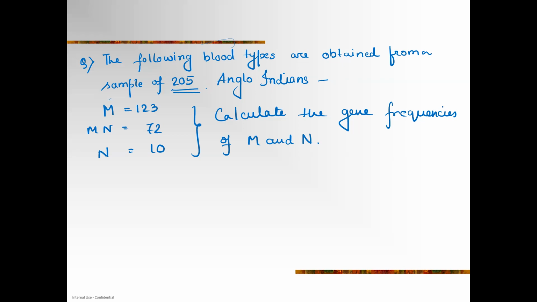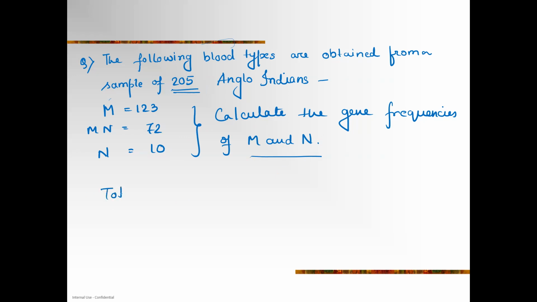Okay? Right? Actually, they have done this addition for you. That's all. You can also find it out. That's not a big deal. Now, the question is what? See, calculate the gene frequencies of M and N. Capital M, capital N. So, how to start?